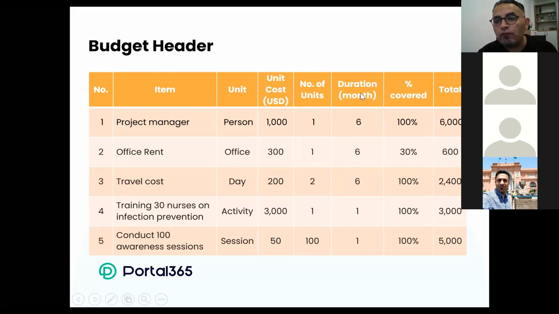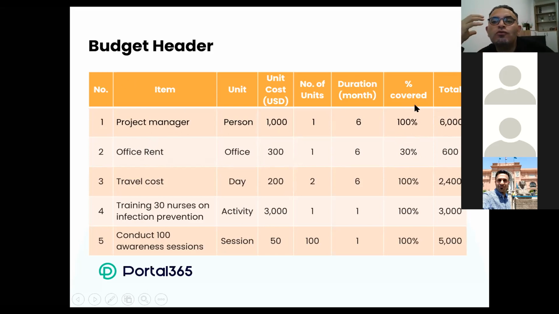So for example, if we are developing the budget of the whole project, then the duration will be in months. But if we are developing a budget for a single activity, for example, a training or awareness session or whatever, it will be in days. And percent covered. For example, the donor will only cover 30% of this activity. So the percent covered is from the same donor that we are going to submit this proposal to, and also the total. So the budget header is really important.